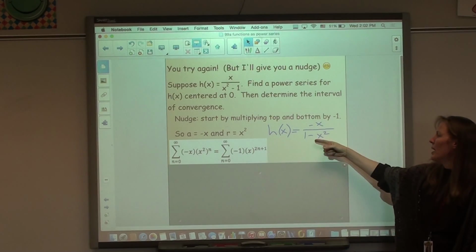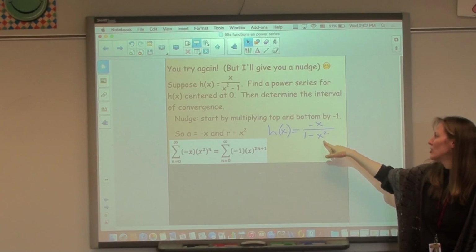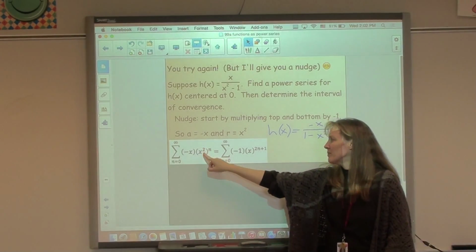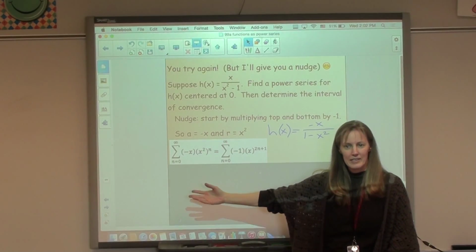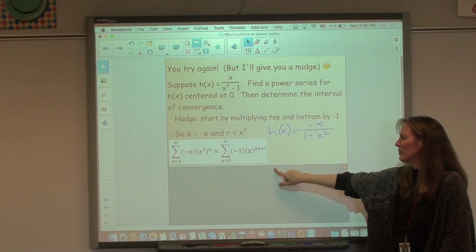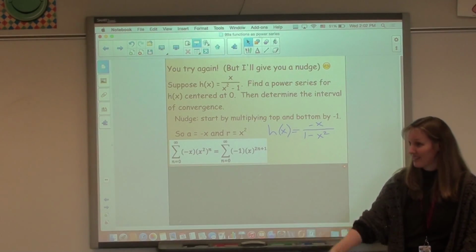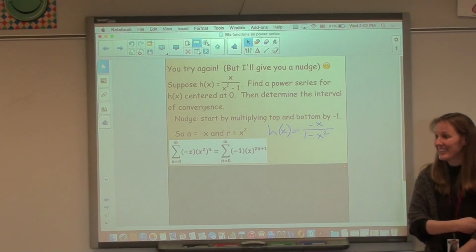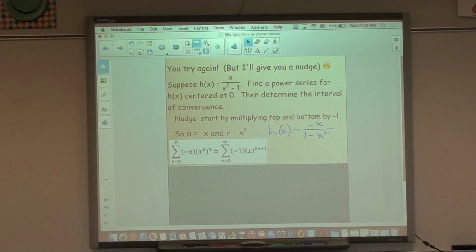Alright, so you multiply top and bottom by negative 1, you get negative x over 1 minus x squared. There's your a, there's your r. So you have a times r to the n. It's okay that there are x's. So you still have the exact same... did you ever do the radius and interval? No, couldn't do it. I'll give you a minute. You're correct. Yeah. You would have an x squared.